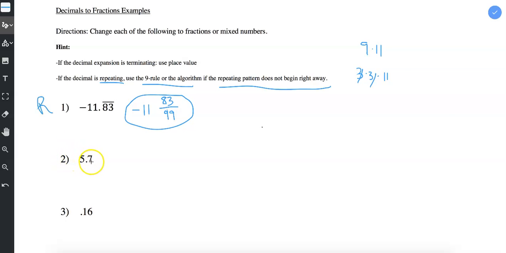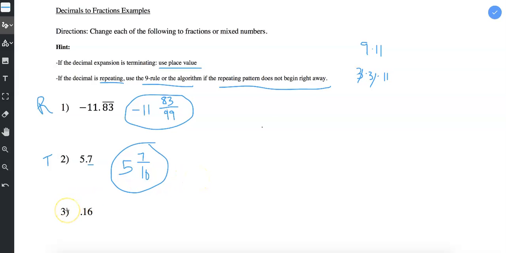Number 2, this is a terminating decimal, meaning it ends. It doesn't go on forever. So to change a terminating decimal to a fraction, you use place value. So this place is the tenths place. So I would put the 7 over 10. So this 5.7 is the same as 5 and 7 tenths.